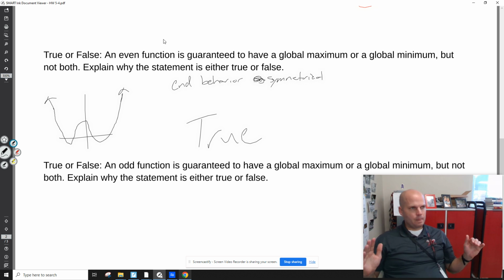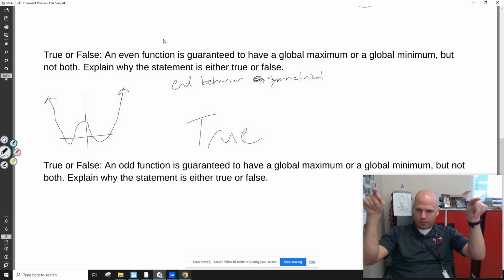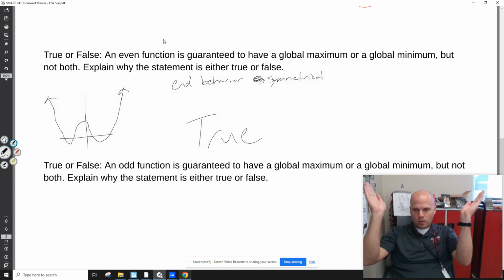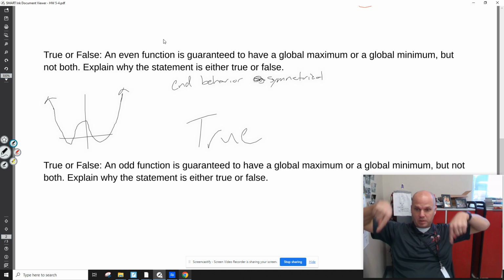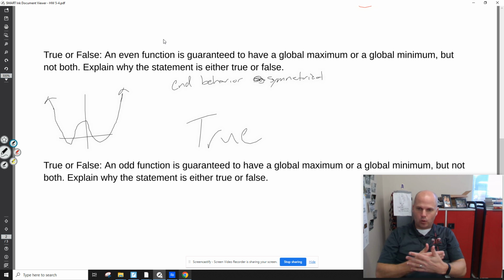Everything's symmetrical. End behavior is symmetrical. You'll have to end up and up, which means you'll have to have a minimum somewhere. You'll end up down and down, which means you'll have to have a maximum somewhere, all dependent on that leading coefficient of your highest degree power.